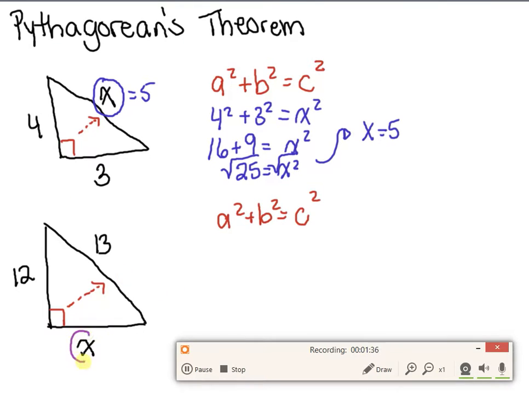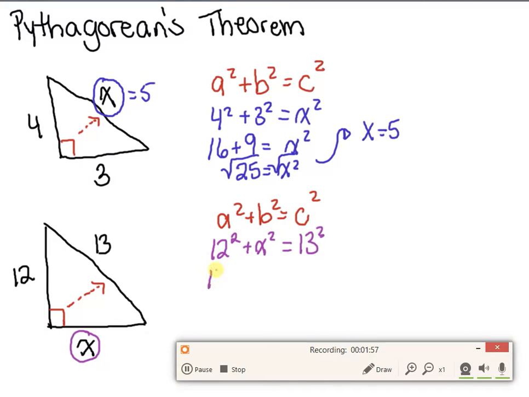Now, let's take a look at an example where we need a side length. So we need to solve for the side length. So the 12 and the x, it doesn't matter where those go. They can go in A or B, but the 13 must go where the C is. So you can fill that in first if you choose to. And then let's say A squared plus, let's just go X squared.